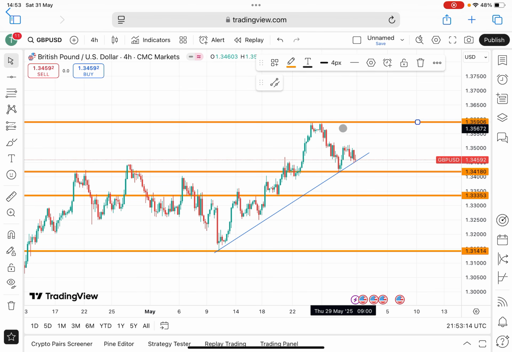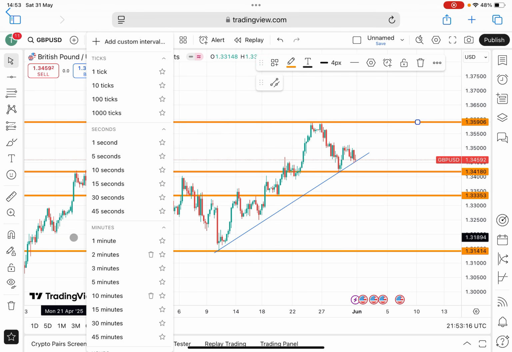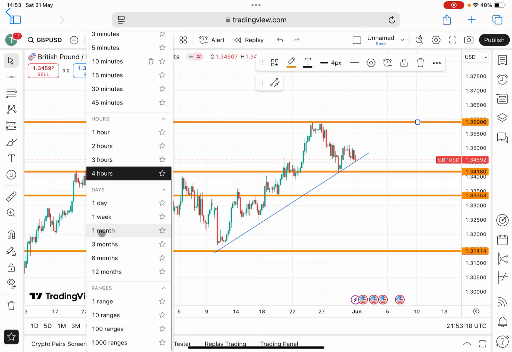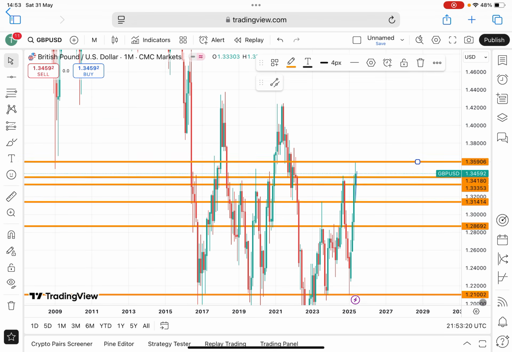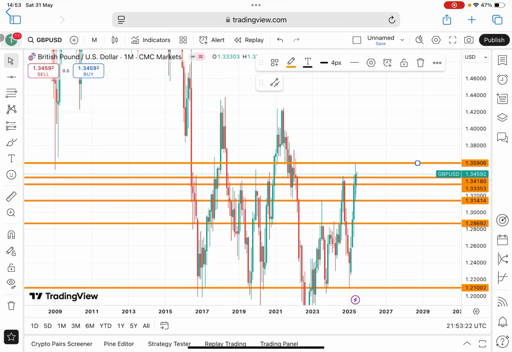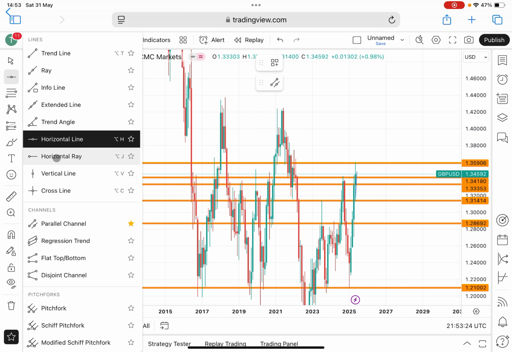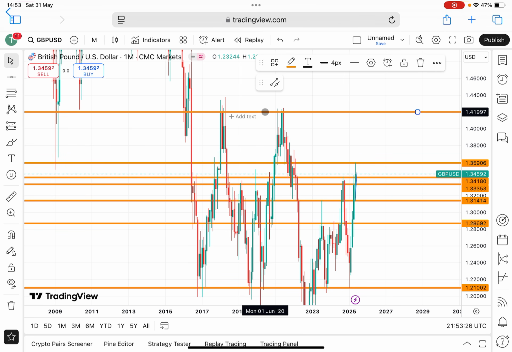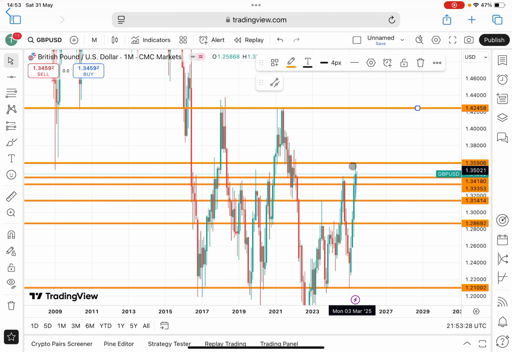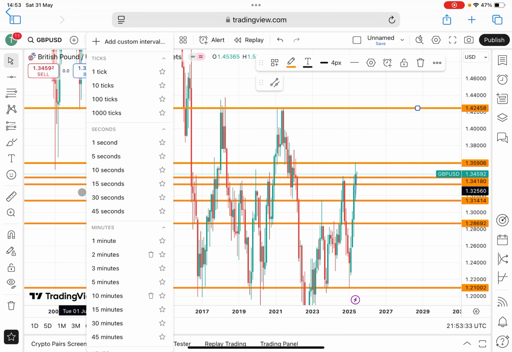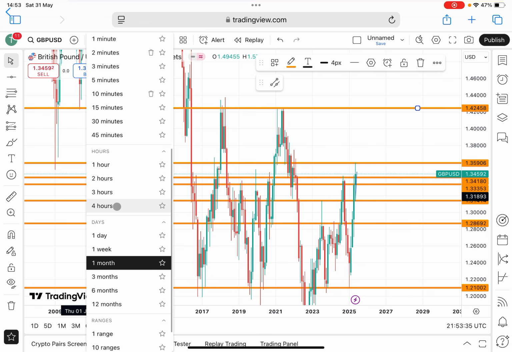And how do you know where it will go to? Top down analysis. Go to the monthly. It will give you the long time view. Perfect. So the long time view of Euro and GBPUSD is this resistance right here. So if it breaks this level, it's definitely coming to this level. So let's go back to the 4 hours.